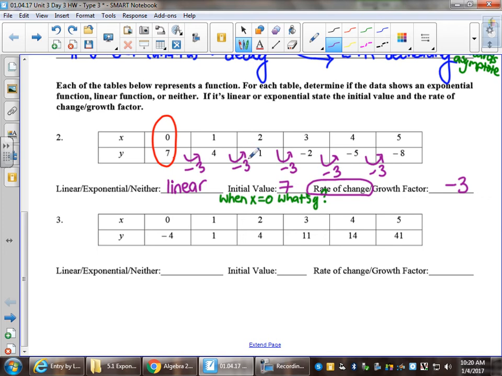Did you show me your arrows? Did you circle your initial value? Did you actually write the word linear? Is your initial value correct? Did you circle rate of change? And did you write the rate of change correctly?